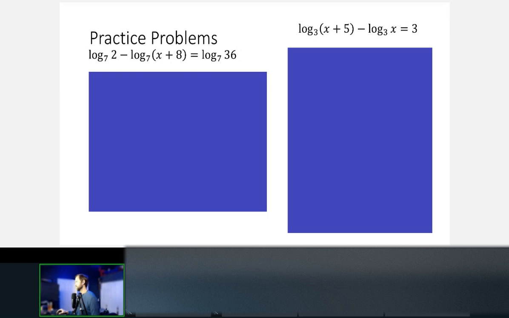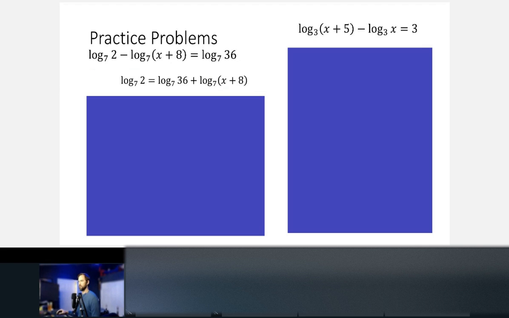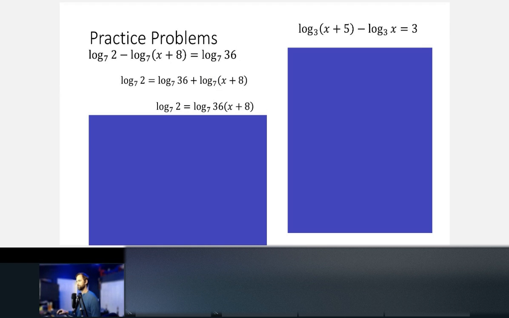So, you can make it into a division, or we can just add the log base 7 of x plus 8 to both sides, only doing that just to avoid creating a fraction. And then addition becomes multiplication. So we get log base 7 of 2 on the left, and then log base 7 of 36 times x plus 8. And if you wanted to distribute that 36 to the x and the 8, you can.